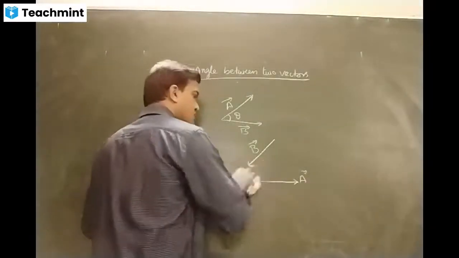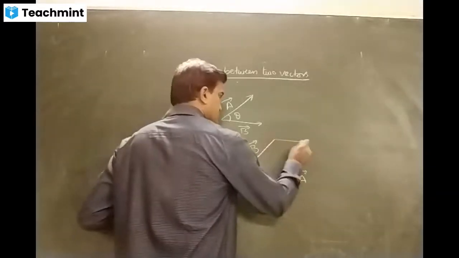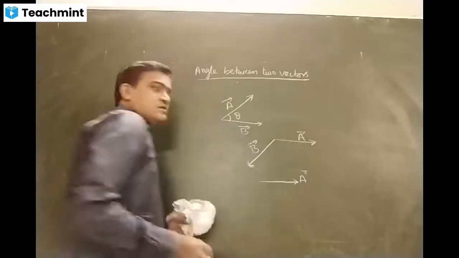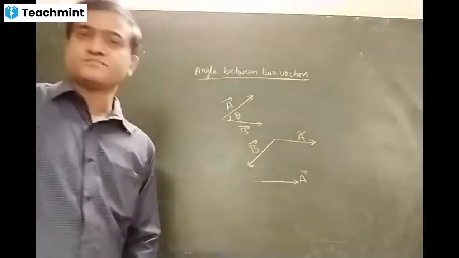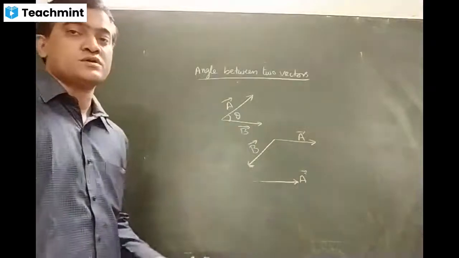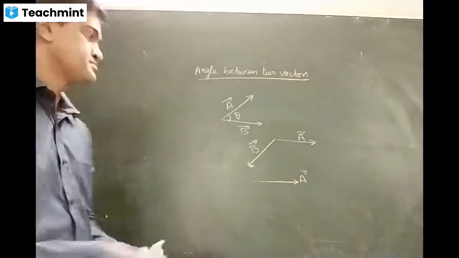Okay, if I move B bar, now if I move this A bar like this, now what I said is the angle should be acute. So this is not acute, but it is obtuse. An obtuse angle cannot be considered. This is the rule.